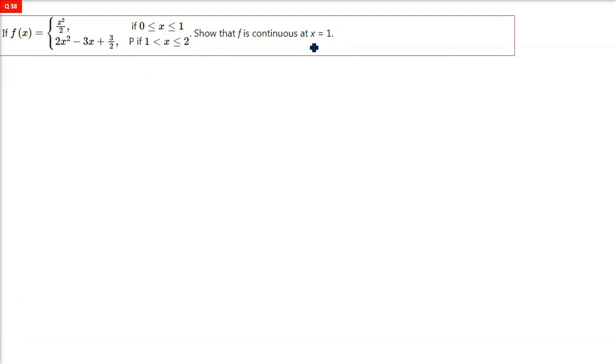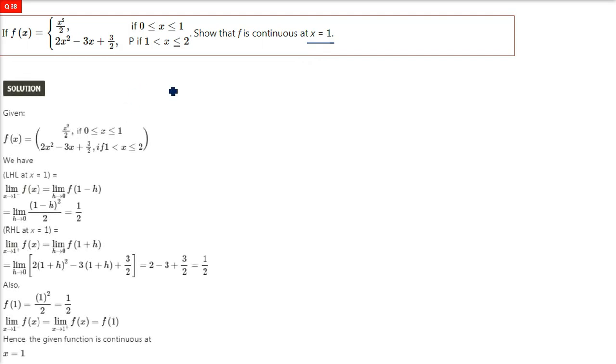Now we have to check, because we have to show here, it is not given already, that this function f is continuous at x equals 1. When we move a bit backward from 1, just a step back from 1, we are going to use x square by 2. So for the left hand limit, we use x square by 2 and put 1 minus h here.